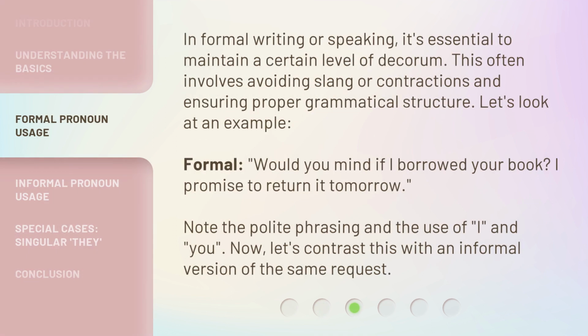In formal writing or speaking, it's essential to maintain a certain level of decorum. This often involves avoiding slang or contractions and ensuring proper grammatical structure. Let's look at an example. Formal: Would you mind if I borrowed your book? I promise to return it tomorrow. Note the polite phrasing and the use of "I" and "you." Now, let's contrast this with an informal version of the same request.